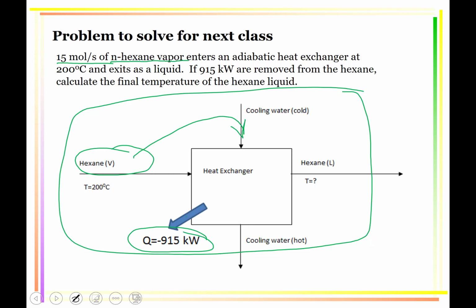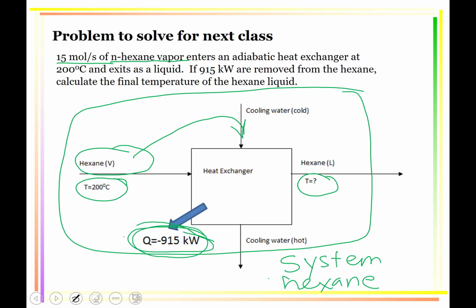So the heat exchanger itself is adiabatic, but we're losing heat from the hexane. So we're only considering as our system just the hexane, and it is losing heat to the cooling water. It's going in at 200 degrees C. It's coming out as a liquid at some unknown temperature, but we know how much heat has been removed. So using the information we had from this lecture, you can determine what is the final temperature of our hexane if it loses 915 kilowatts.